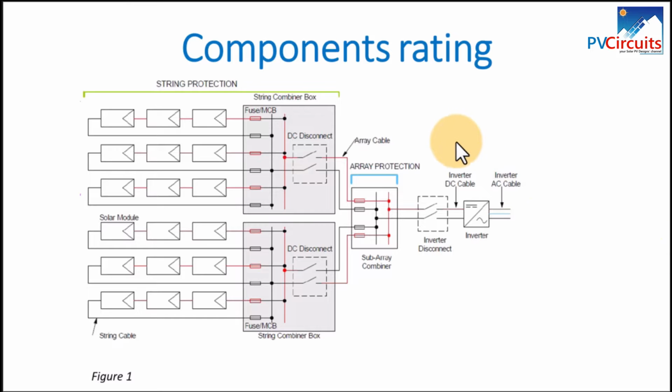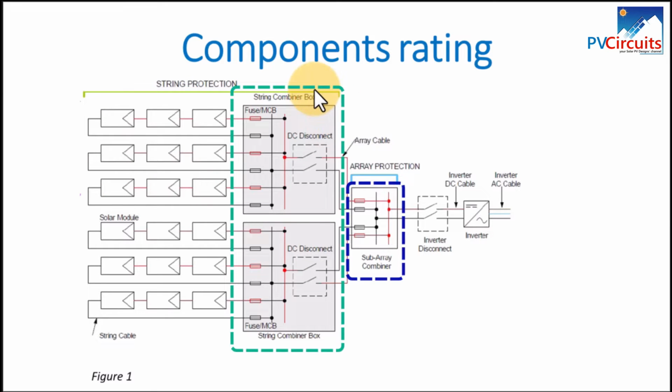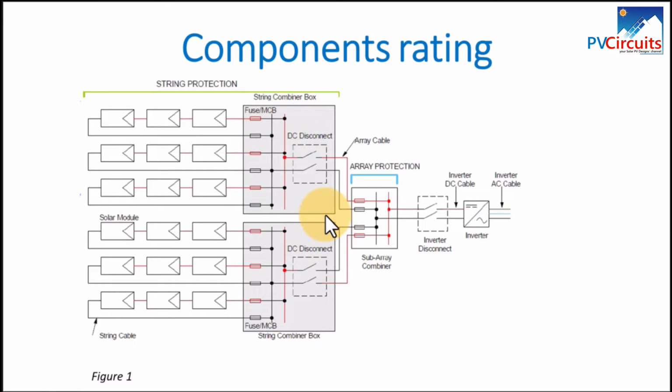Now when we look at this diagram, on the left side we have the solar panels and two types of combiner boxes: the string combiner box and the sub-array combiner box. Essentially these two boxes will have protection devices installed in them in the form of fuse or MCB. As we move across the diagram from left to right, we see the string cables, then the array cables, then the DC inverter cables, and finally on the right the inverter AC cable.